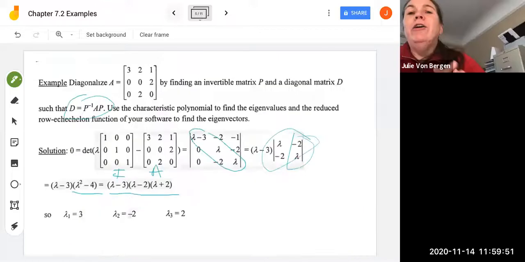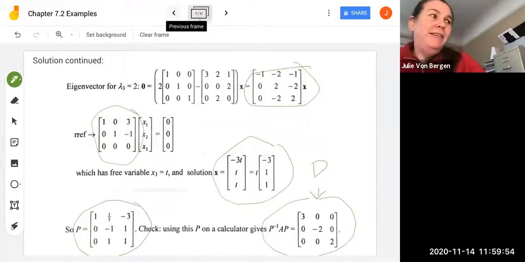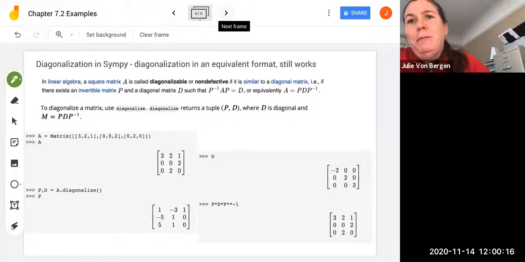In this video, we continue with chapter 7.2 about diagonalization of matrices. And we are going to continue with the problem we left off on in the last video, where we showed by hand that the diagonal matrix corresponding with P inverse AP is this matrix right here with 3, -2, and 2 on the diagonal. Those are our eigenvalues. So we're going to see now how to do this diagonalization in Sympy.